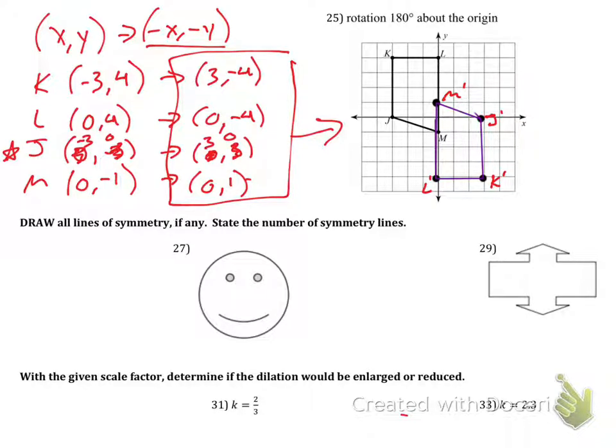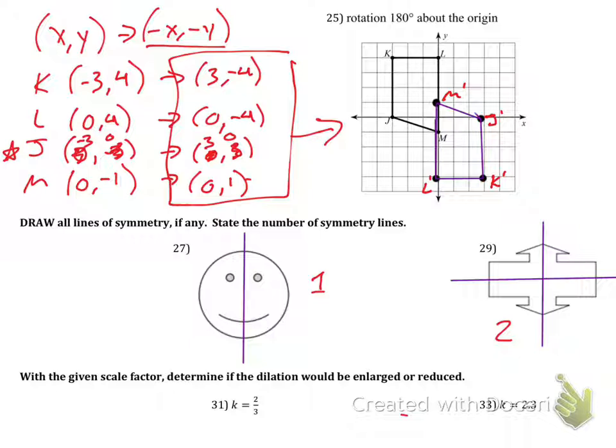All right, for 27, draw lines and then state how many lines of symmetry there are. It's all about folding, so it seems like I can only fold it that way. So that would be one line of symmetry. And then 29 looks like I can fold it this way, and then it looks like I can also fold it that way. I can't do any diagonals, so it looks like that would be 2.